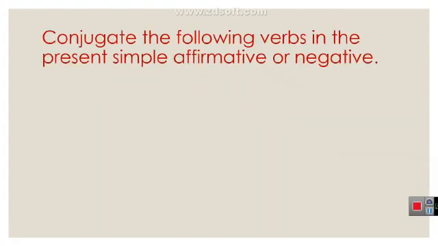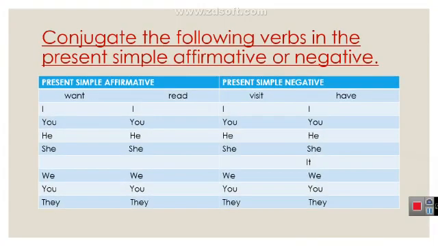Now conjugate the following verbs in the present simple affirmative or negative. Verbs want and read in the present simple affirmative and verbs visit and have in the present simple negative. Check your answers.